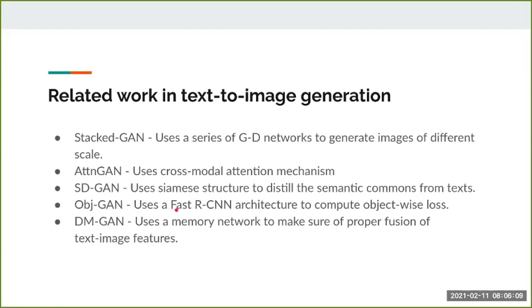Objective-GAN uses some additional information along with the text description. It uses the bounding boxes and tries to optimize the model using that. It uses a Faster R-CNN architecture to compute object-wise loss, which helps the model to learn better. Since Objective-GAN uses something additional to the text description, this is not part of the experimentation process that the paper has. And then there's DM-GAN, which uses a memory network to solve some of the issues that will be seen ahead, but it still isn't substantial enough to sustain, because it uses an additional network which creates additional computational load.